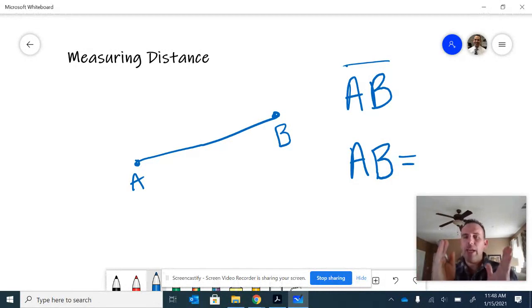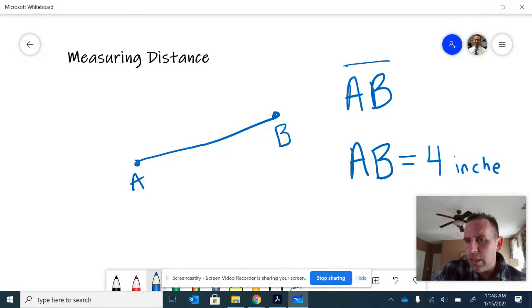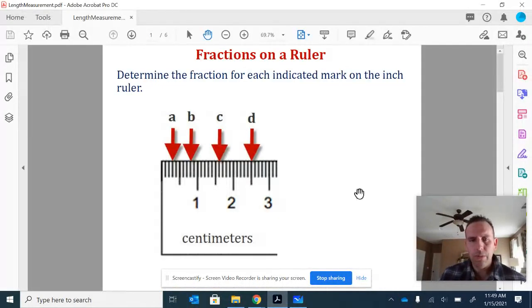If I were to lay a ruler on top of this line segment and measure it, let's say that it actually comes up to be 4 inches, I could write it's equivalent to 4 inches in length. Right, notice the difference between the notation line segment AB versus just AB with no notation on top. That's what we do when we're talking about a distance. Let's take a look at some specific examples with the rulers.